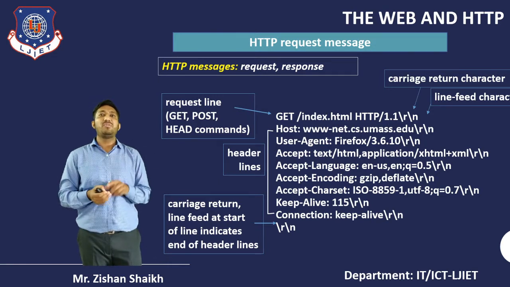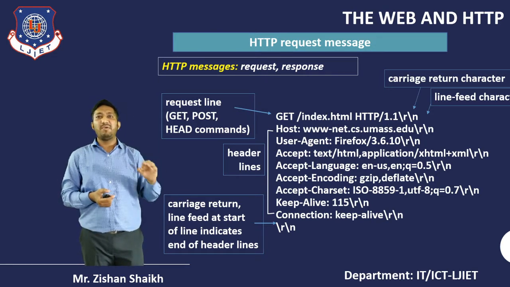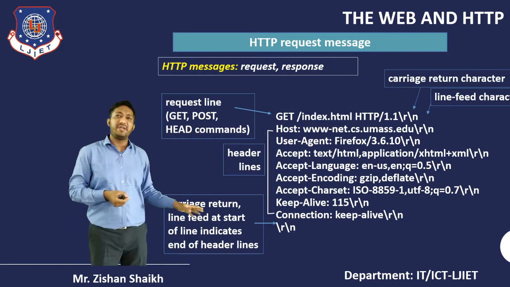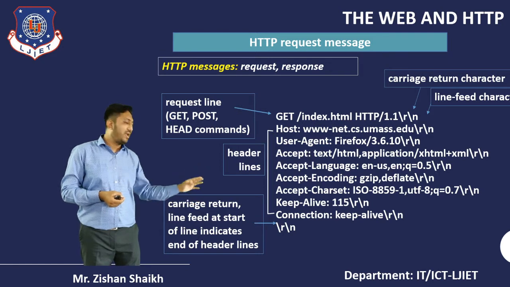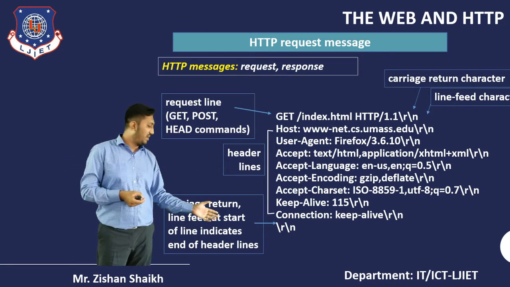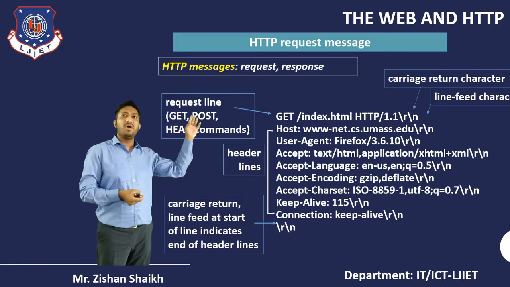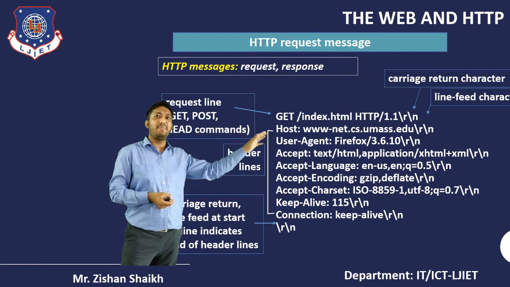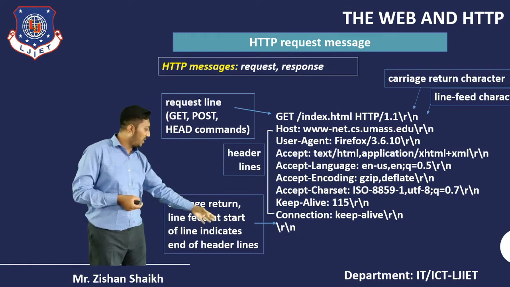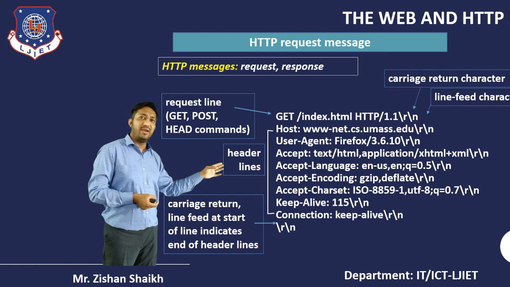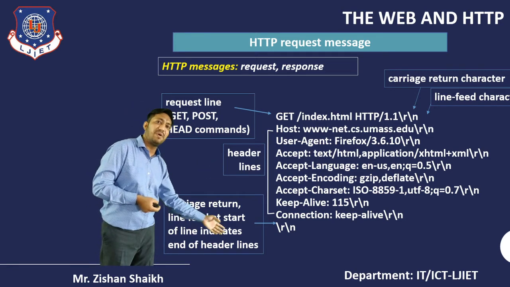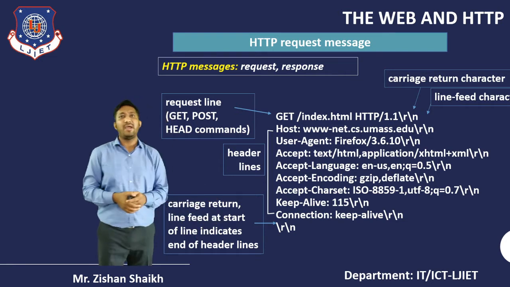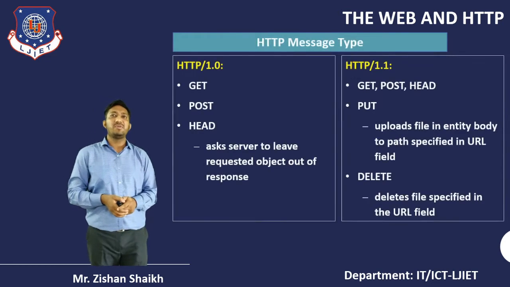So when we are talking about the HTTP request message, we must remember that it is divided into three parts: request line, header lines, then data. The request line is divided into three parts: the method type, that is GET, then the file name and the HTTP version. Everything remaining is part of the header lines. Then the data part is the last part, but between the header lines and the data part we put one blank line. So this is the HTTP request message.